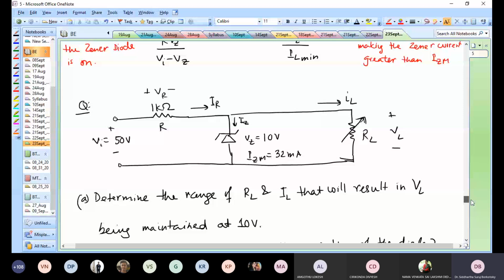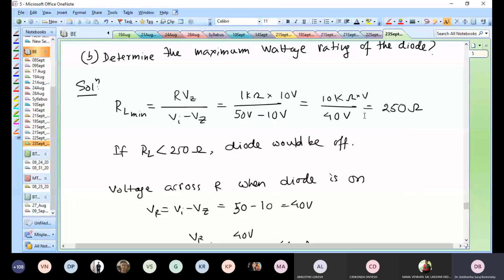So I substitute these values and I get 250 ohms here. Now what if RL is less than 250 ohms? If RL is below 250 ohms, then the diode will be off. So my circuit will not work. The circuit will give some weird result. So basically this is why we should make sure that RL is above 250 ohms.